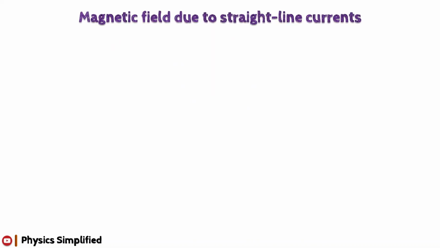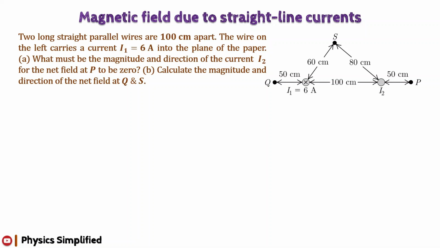Topic of discussion for today's video: magnetic field due to straight line currents. This is another application of Biot-Savart Law. In this problem, we have two long straight parallel wires separated by 100 centimeters. Out of these two, the wire on the left carries a steady current of 6 amperes. The direction of this current is into the paper.